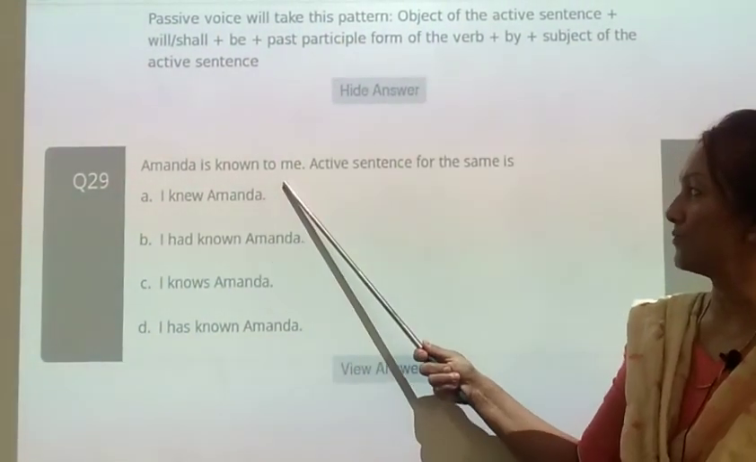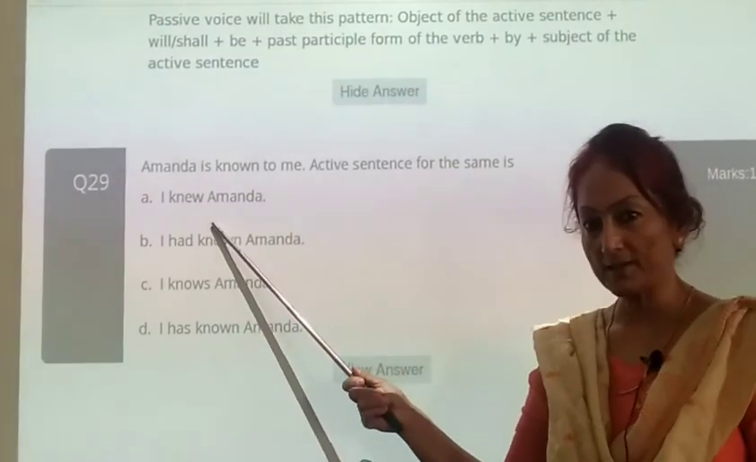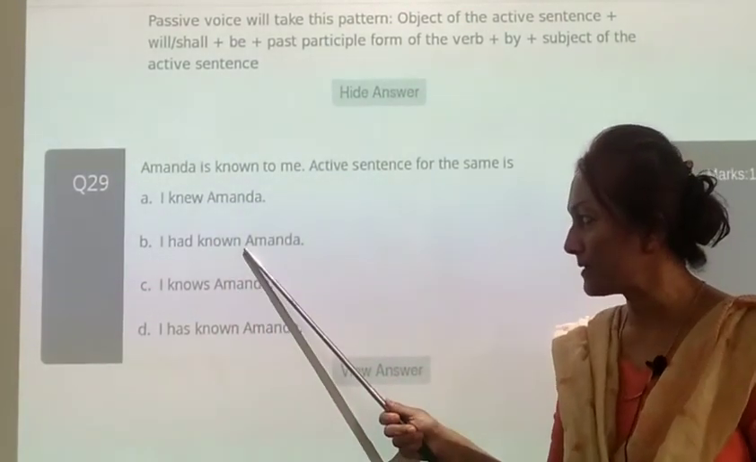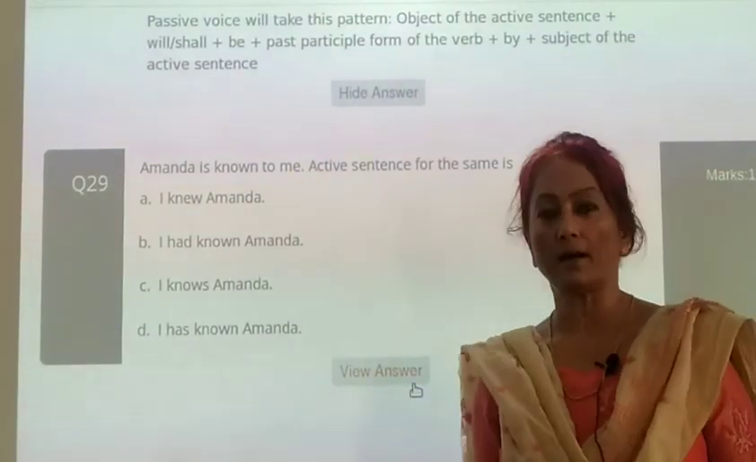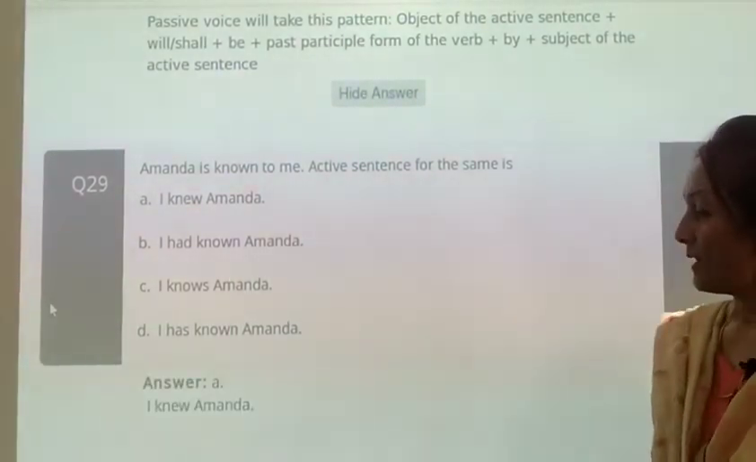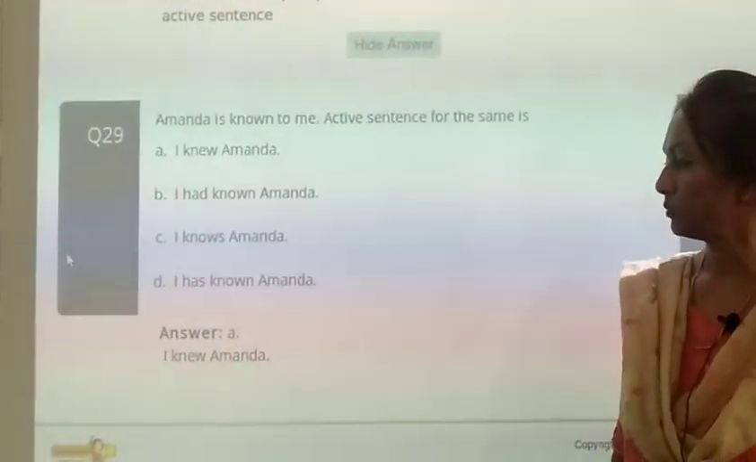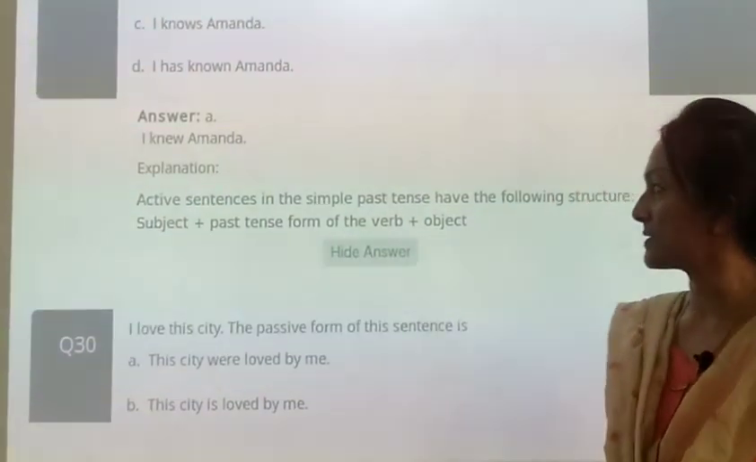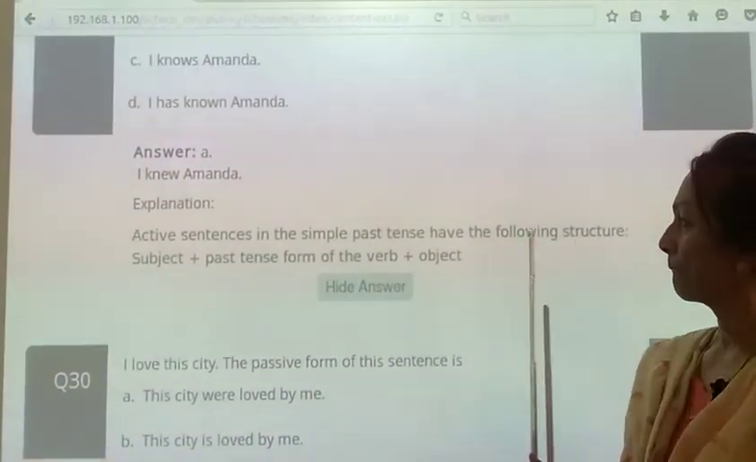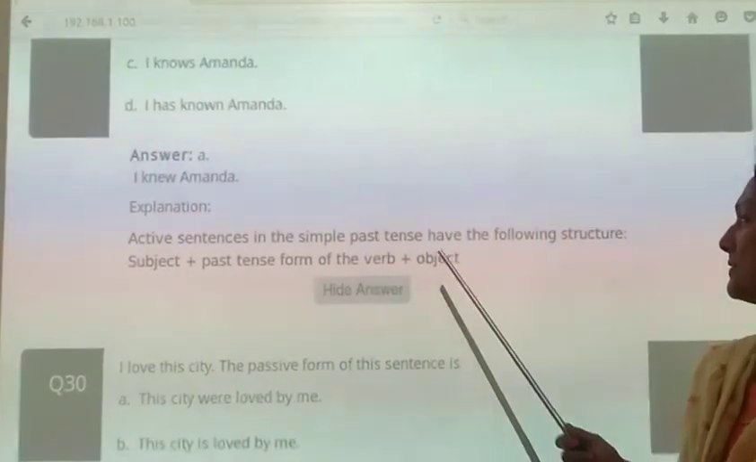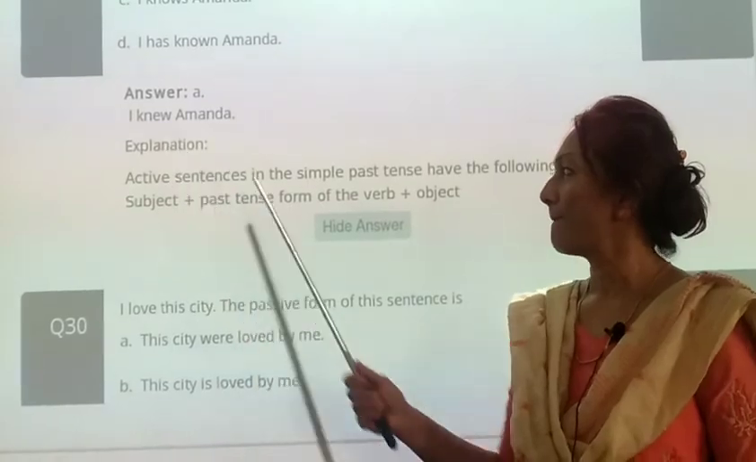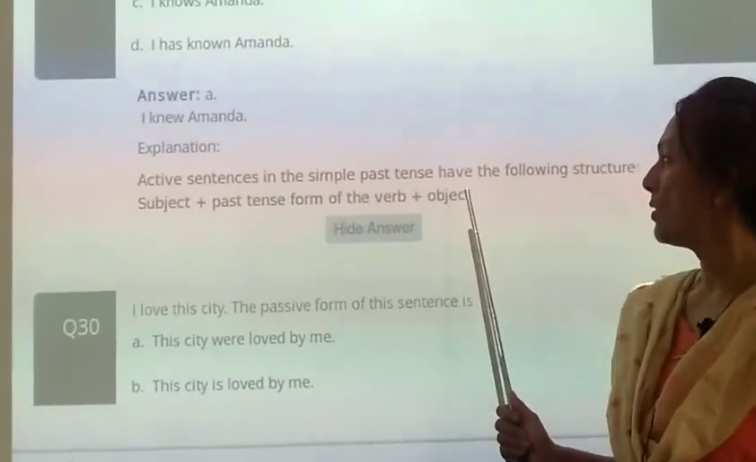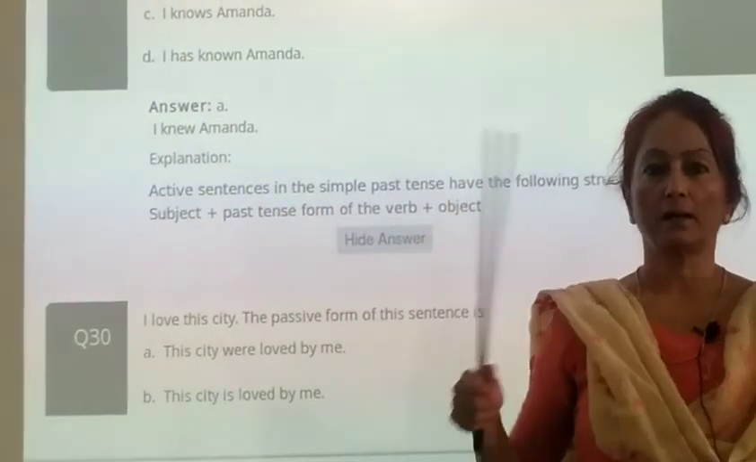Amanda is known to me. I knew Amanda, I had known Amanda, I knows Amanda, I has known Amanda. Next, question and answer. I knew Amanda. Let's see the explanation for this. Active sentences in the simple past tense have subject, past tense, knew, object, Amanda.